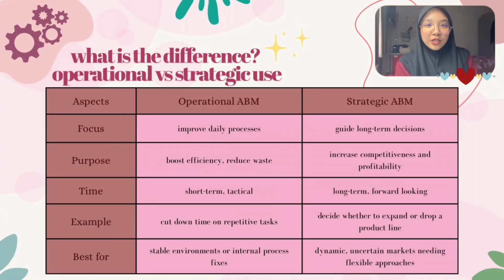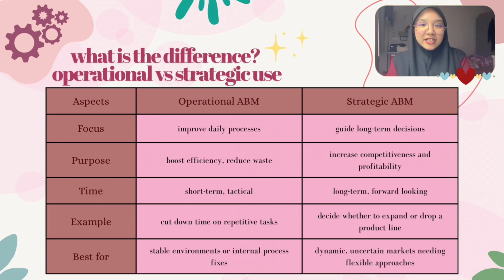Okay, now we are going to talk about the difference between operational ABM and strategic ABM. Operational ABM focuses more on the daily processes. It is short-term and tactical. The main goal here is to improve efficiency and to reduce waste within the current operations. For example, a company might use operational ABM to cut down the time spent on repetitive tasks or streamline workflows.